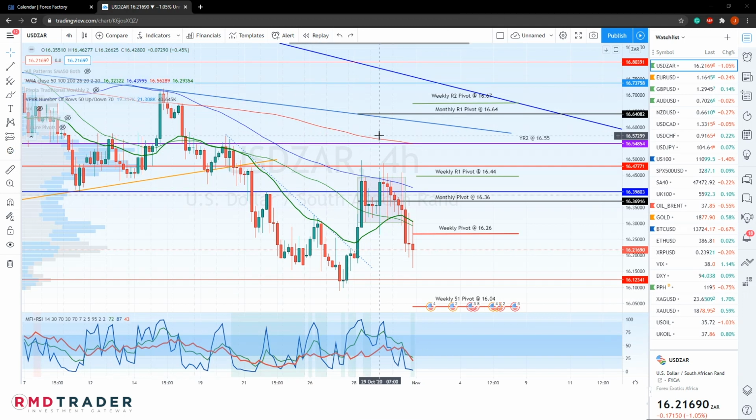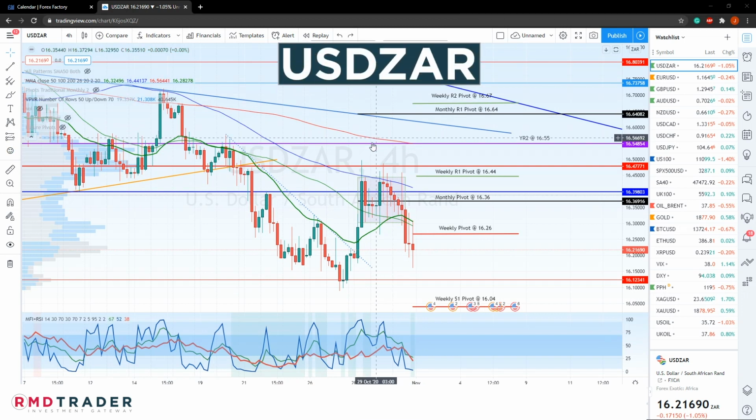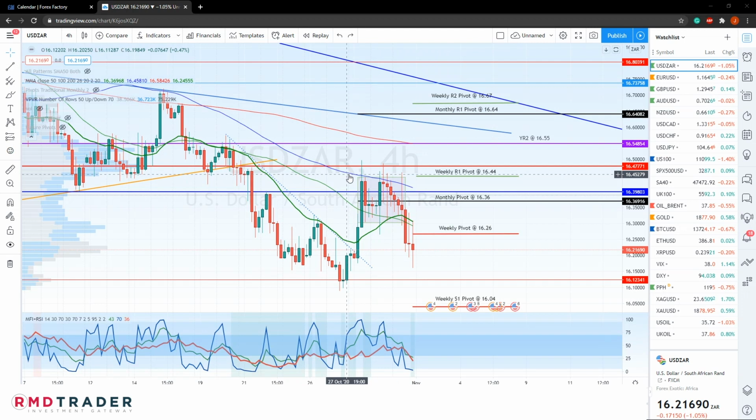We are starting with the US dollar to South African rand, and last week couldn't have played out closer to our analysis from our video last week. Price reached a short-term target that we set at 16.10, then broke through the weekly pivot to retest the area of support that we mentioned at 16.44. That was our weekly R1 pivot. And from there, we mentioned that we will probably see another leg lower, and that is exactly what happened, and that is where price then closed last week.